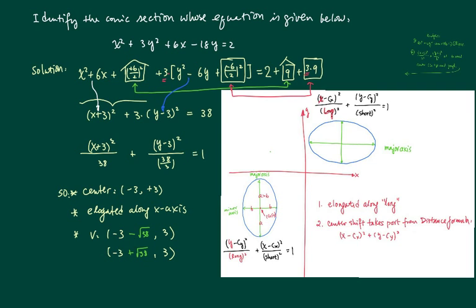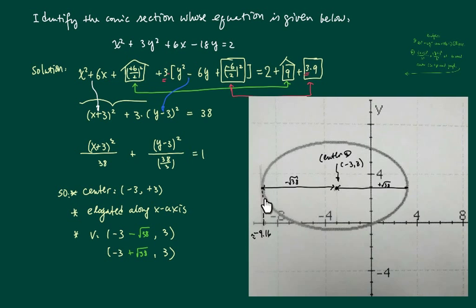So next slide, let's take a look at the computer-generated graph for this particular problem. Alright, so here is the computer-generated graph. Here's the center at minus 3 and positive 3, elongated along the x-axis. And to find the vertex over here, you need to march minus the square root of 38 in one direction and positive the square root of 38 in the other direction. This turned out to be roughly minus 9.16.